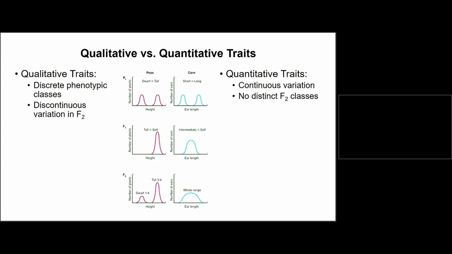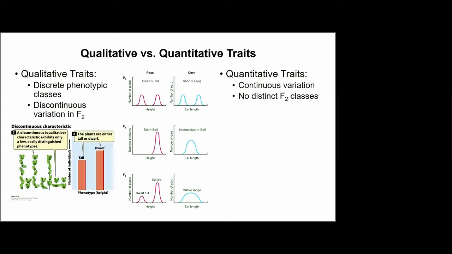So if you look here at the top, we have the dwarf and the tall, and then two pure breeding lines. We cross them together, and then all of the offspring are showing the dominant phenotype, in this case tall, and then we cross those heterozygous F1s, and we get the 3-to-1 ratio of dwarf to tall, right? So a discontinuous characteristic where you're just one or the other. However, that's not the case for a lot of things. A lot of phenotypes are not put into two discrete categories.